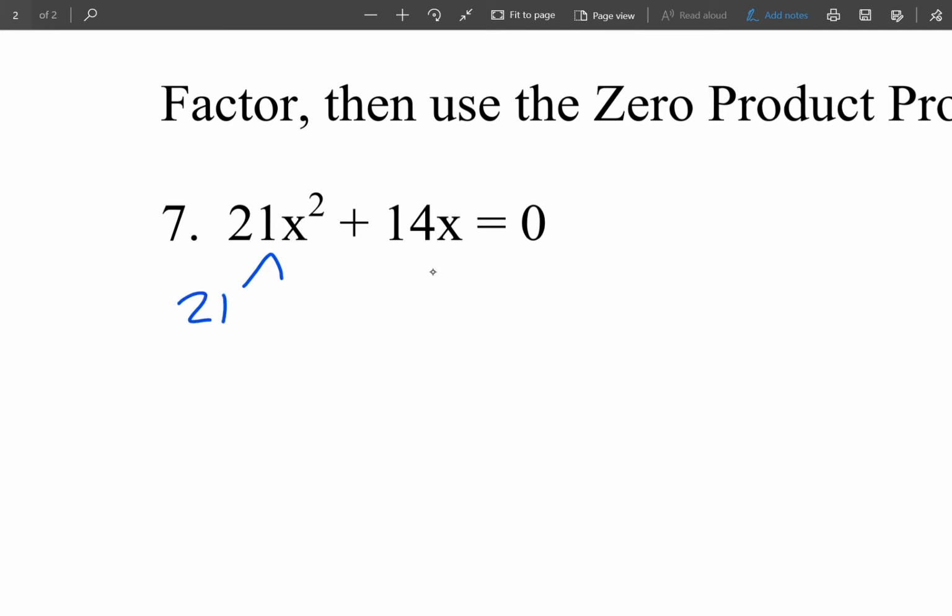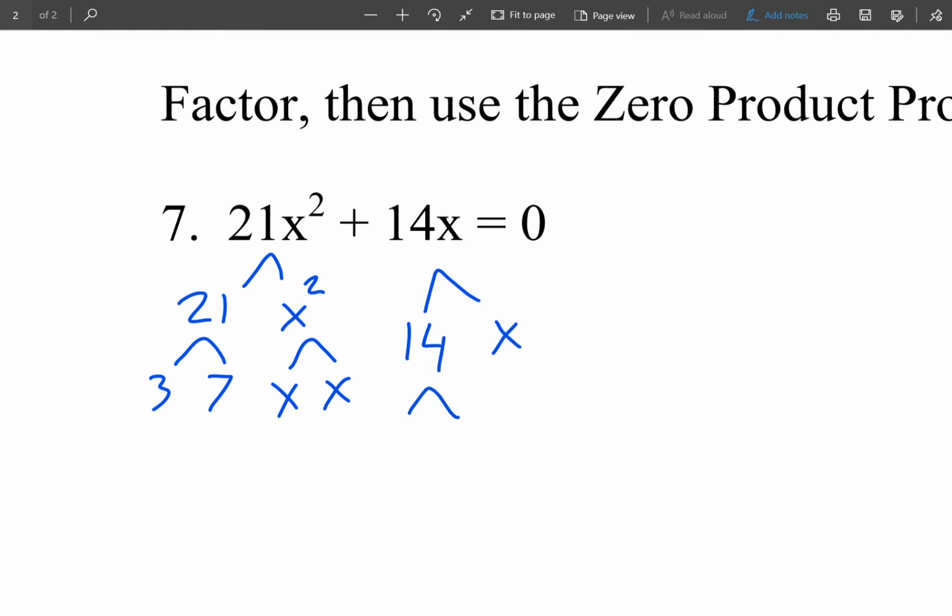Separate the number from the x's first. 21 factors into 3 times 7. x squared factors into x times x. And that's as far as it goes. As far as 14x goes, same thing, separate the number 14 from x first, then 14 breaks into 2 and 7. So now that I've done my factoring into primes, I'm going to look for common factors.